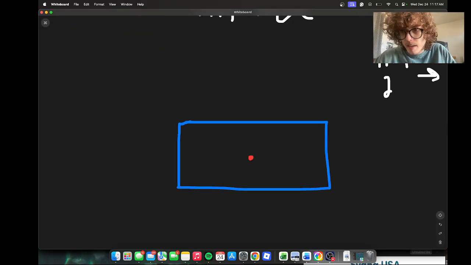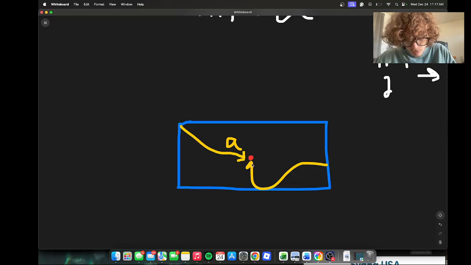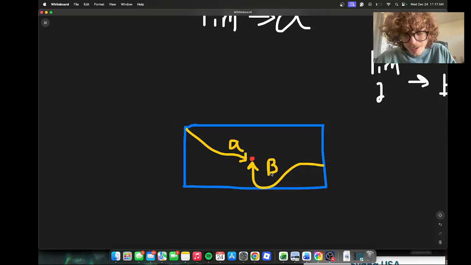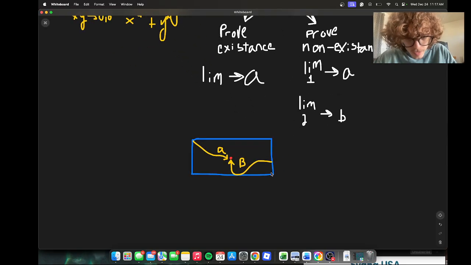Let's say that when we approach the limit from the corner here, let's say this is our one path, you approach a value A, but when you take this path, maybe you approach a value B. And if you can find a contradiction like this, where the limit of one gives you A, but the limit of another gives you a different value B, right? Because these are not equal, the limit does not exist. That's exactly what we're going to try and do.